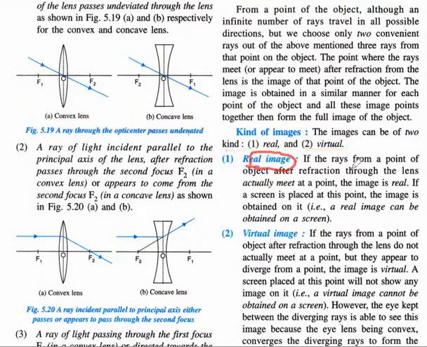In the real image, what happens is, if the rays from the point of object after refraction through the lens actually meet at a point, the image is real. So the real image can be obtained on the screen, as they have given in the next page, the diagram. We'll go through that afterwards.